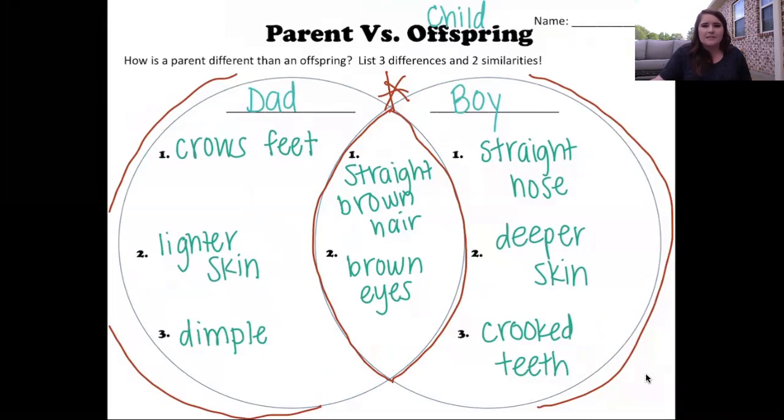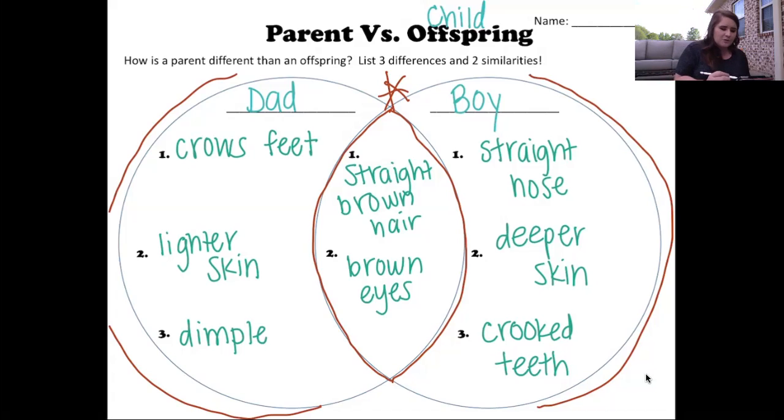And we determined that the dad looked different than the little boy because they're at two different stages of their life cycle. But the dad, because he's the parent, passed on some physical features or characteristics to his son. And that is why the little boy looks like his dad.